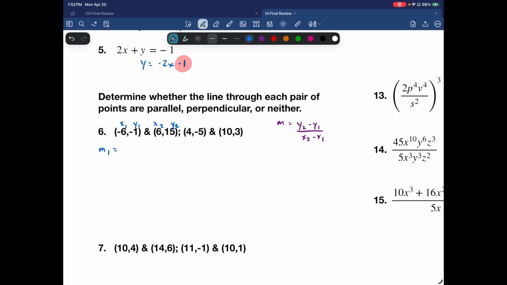So my first slope is going to be 15 minus negative 1 over 6 minus negative 6. All right, so you got 16 on top because 2 negatives make a positive. All right, and 12 on the bottom, so that's going to be 4/3. All right, I don't know if it's parallel, perpendicular, neither until I find the second slope. So let's do that. So I got 3 minus 5, or sorry, 3 minus negative 5. Minus negative 5. 10 minus 4. All right, so that's going to be 8 over 6, which is also going to give you 4/3. Now, there's no test that needs to be done. If they're the exact same slope, that means these are parallel.